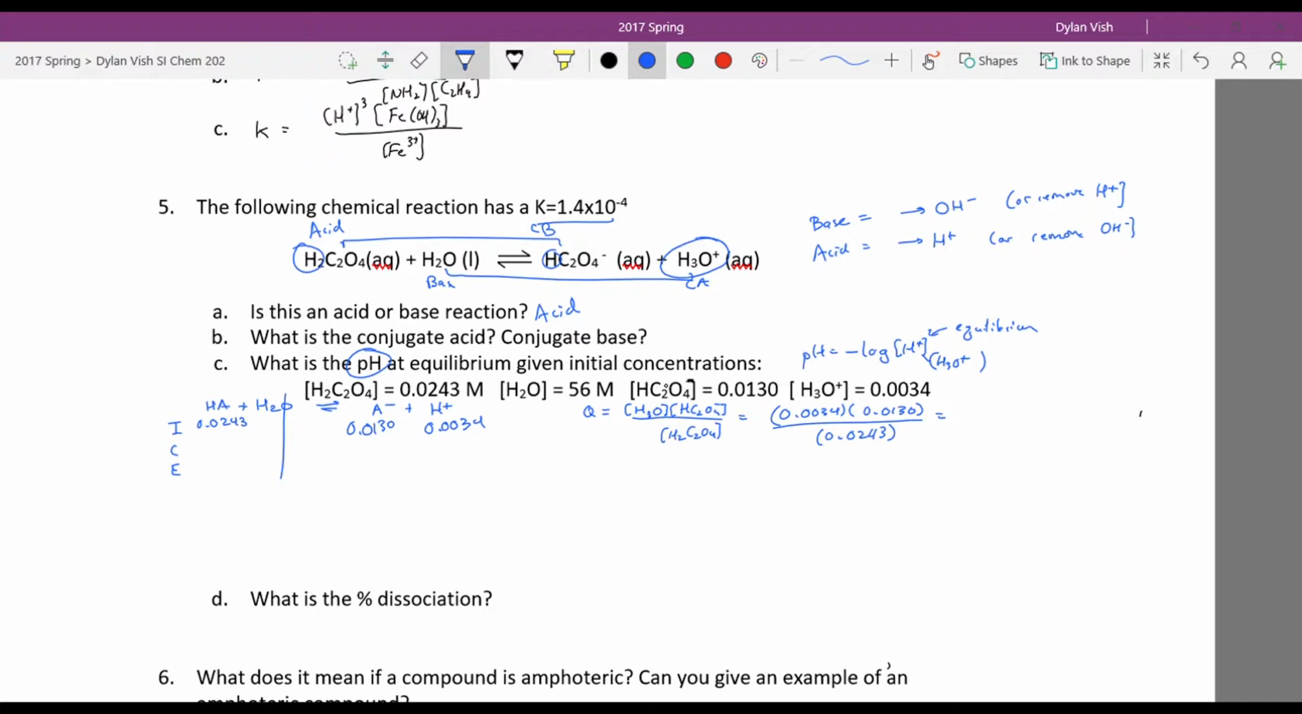Sorry, I forgot to plug this one in. 0.018, which is 1.8 times 10 to the negative... oh, sorry, it's a 0 there. 3, which is definitely greater than K. Since Q is greater than K, that means we have too much products relative to reactants. This is what Q and K are, essentially. So we have too much products, therefore we're going to go left. So we're going to minus X here, minus X, and plus X. And so these are all of our equilibrium amounts. Cool? Great. And so now we can use this in our K expression.